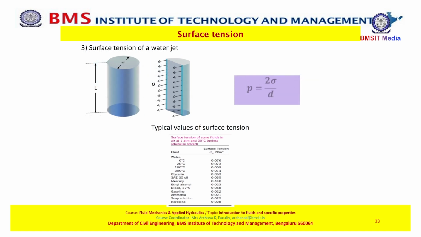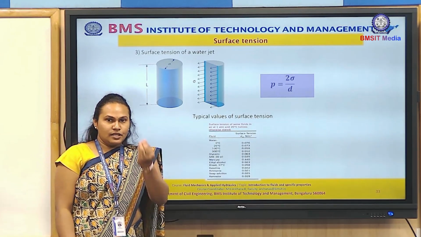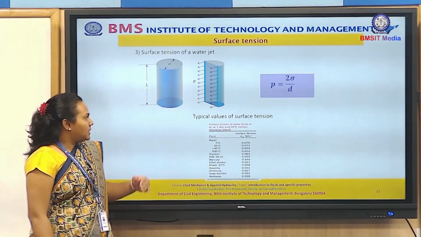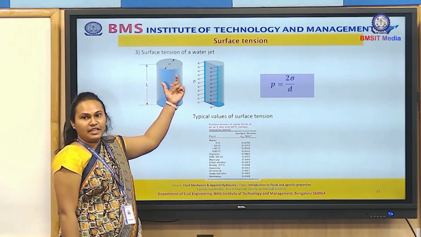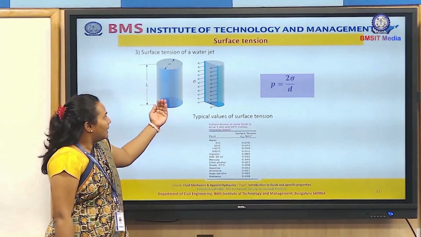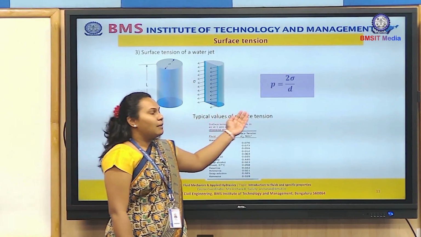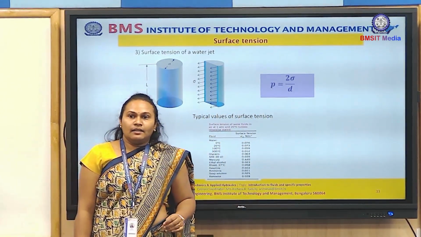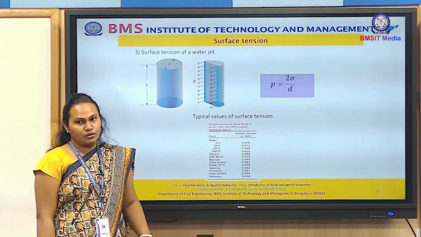The next case is the case of a water jet. When you have a jet of water flowing from a nozzle and it is projected to be a cylindrical jet having the length L and diameter D, then we have surface tension acting outward and the area being a rectangular projection, we will be ending up with the expression P is equal to 2 sigma by D, and this is having lesser surface tension because of the high velocity.